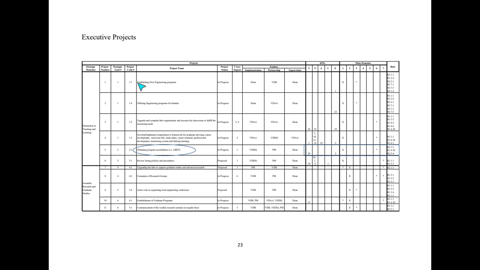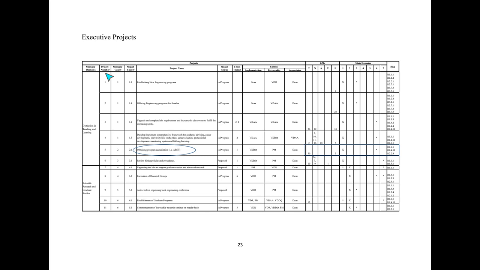As you can see, in the same domain that came from the mission, the vision statement, the values, and the objectives and goals, which is the distinction in teaching and learning, we have many projects for that domain. One of those projects is obtaining program accreditation, which is ABET, okay? As you can see here, this is the project. Now it becomes a project, not just a goal to prepare the program; now you have to get the accreditation. In this table we have the domains, we have the project number, and each project has a number so you can track it.